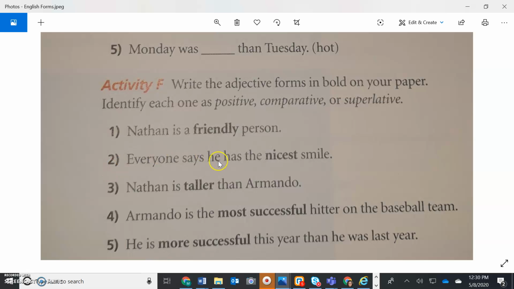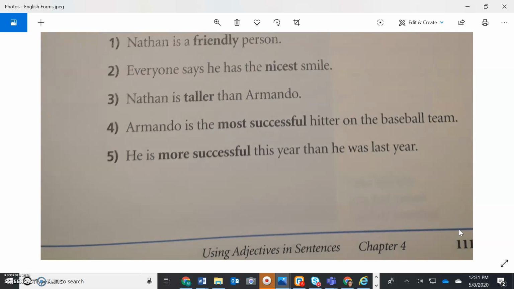Number 2, you're writing this under F. Number 2, nicest, N-I-C-E-S-T. Number 3, taller, T-A-L-L-E-R. Number 4, most successful, M-O-S-T, S-U-C-C-E-S-S-F-U-L. And then number 5, more successful, S-U-C-C-E-S-S-F-U-L.